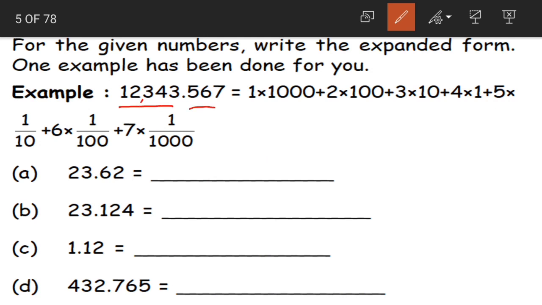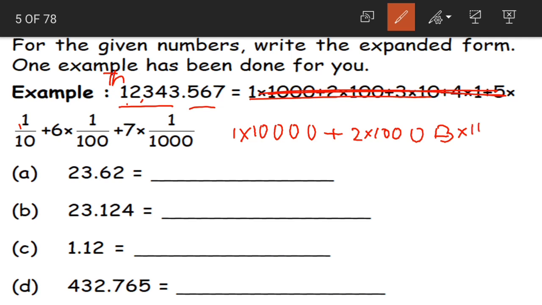12,343.561. How will we write the expanded form children? 1 is in 10,000s place. So 1 into 10,000s plus 2 is in thousands place, so 2 into 1000. Here this is given wrong, don't look at this, okay? Yes, and then we have 3 in hundreds place, so 3 into 100 plus 4 into 10 plus 3 into 1. This we know, and we have been doing this expanded form.